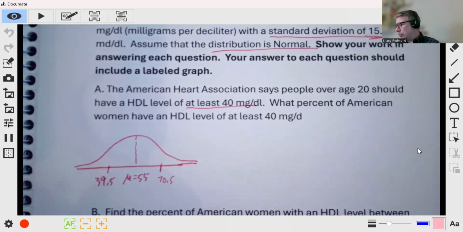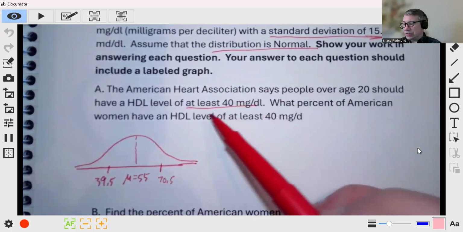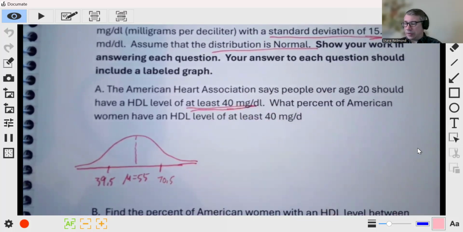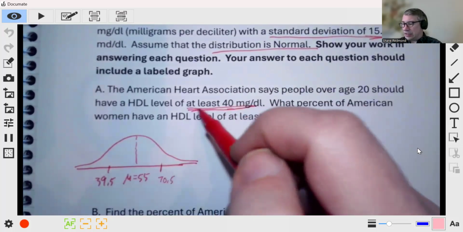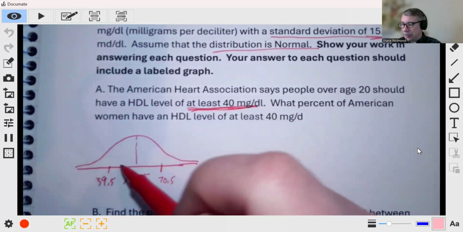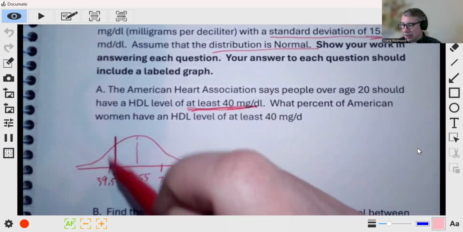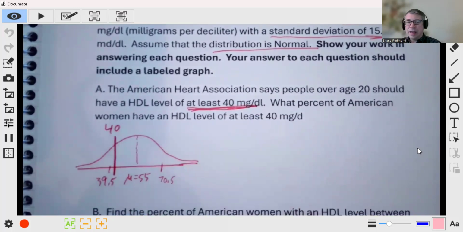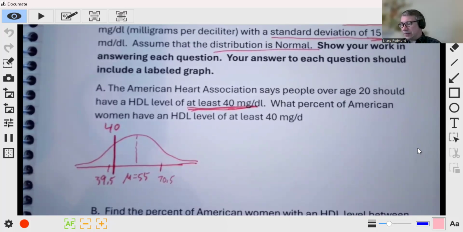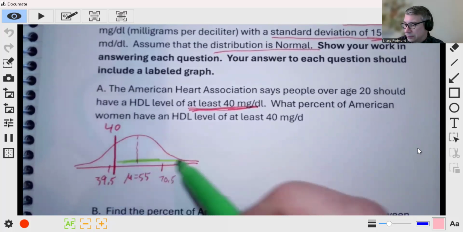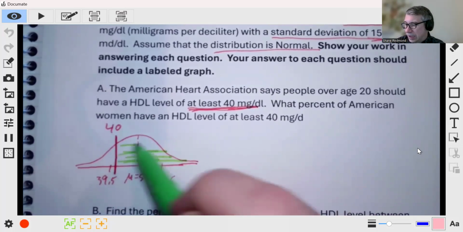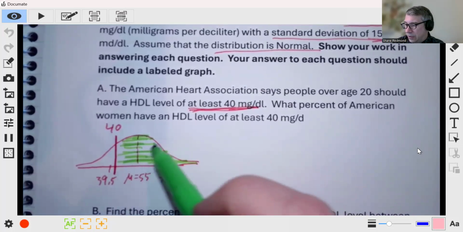The important point to mark, though, is the one in the question, 40 milligrams, or an HDL level of at least 40 milligrams. So let's mark that 40. Let's make sure that that is clearly marked there. And let's think about what that means. At least 40 means 40 or more, right? At least 40 means 40 or more. So we are looking for the HDL scores that are above 40.